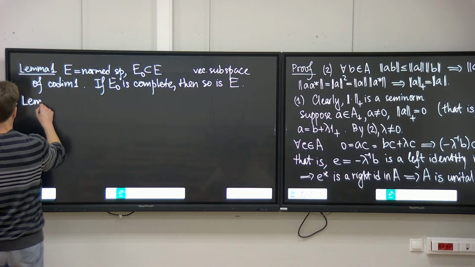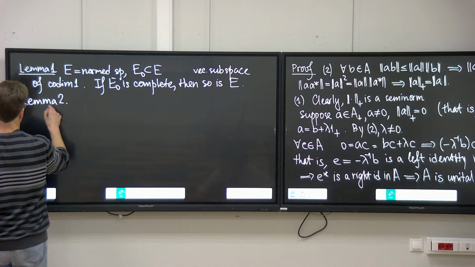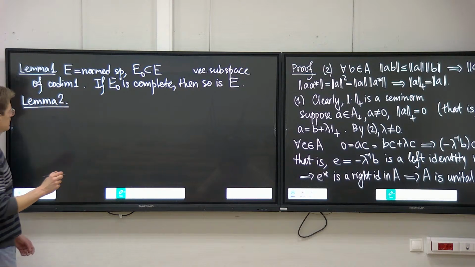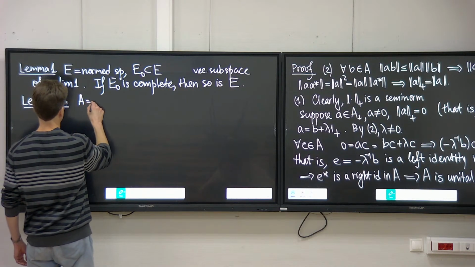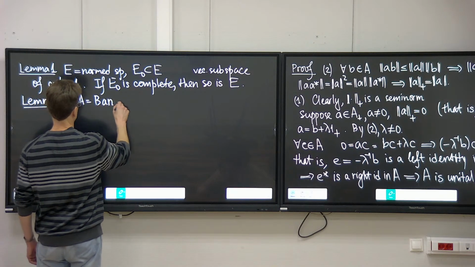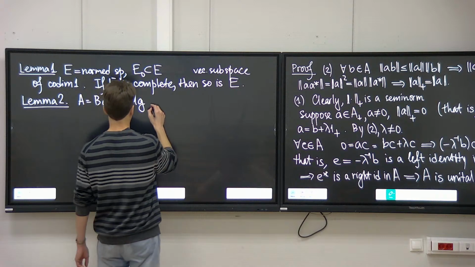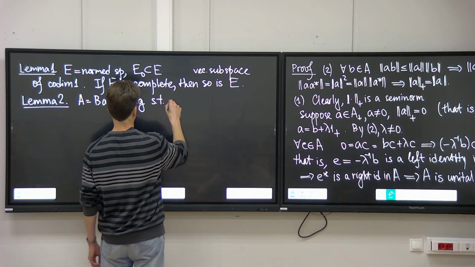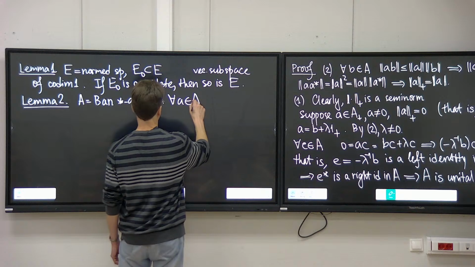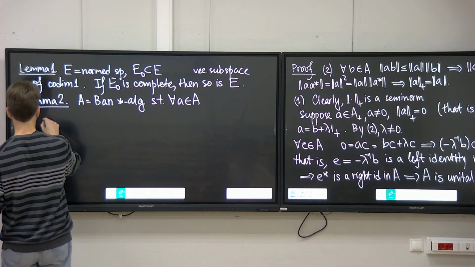And lemma 2 is essentially algebraic. If A is a Banach star algebra such that for every a in A, the following inequality holds.